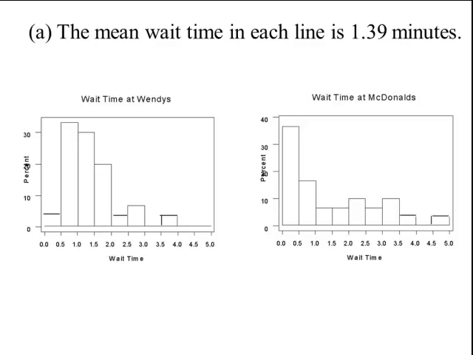However, if we look at the histogram, we can see the histogram for Wendy's is different than the histogram for McDonald's. If we have a data set, we need to talk about the center, the representative value, but we also need to talk about the spread, the variation. So which restaurant has more variation? Well, we'll come back to this and we'll answer this question by using what's called the standard deviation.